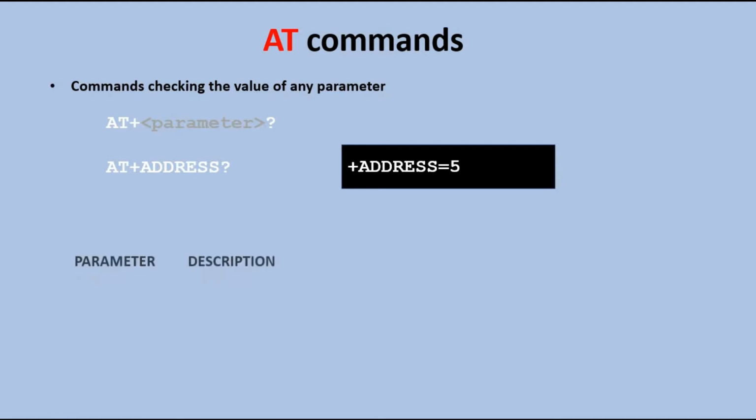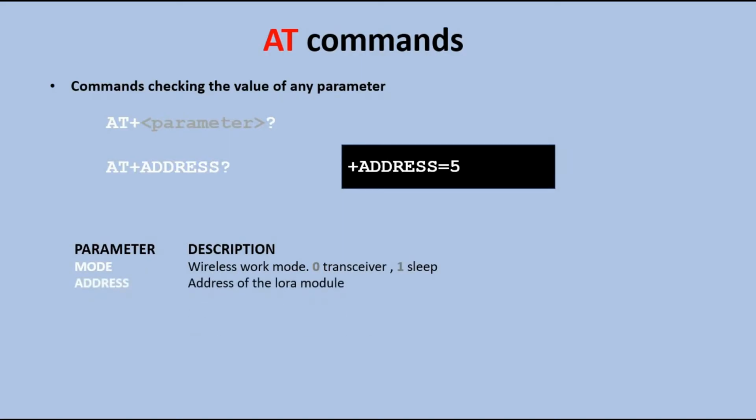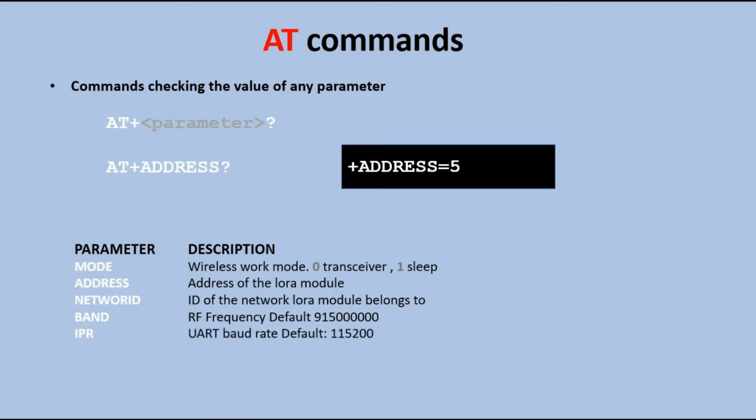Here is the list of the most important LoRa parameters. The mode, where 0 indicates the module is ready to transmit and receive. The address and network ID are the parameters I have already covered. Band, which indicates frequency with which modules communicate. IPR indicates serial communication baud rate. There are some additional parameters for the transfer which should be adjusted depending on what is the distance between transmitter and receiver. I am sticking to factory defaults here.